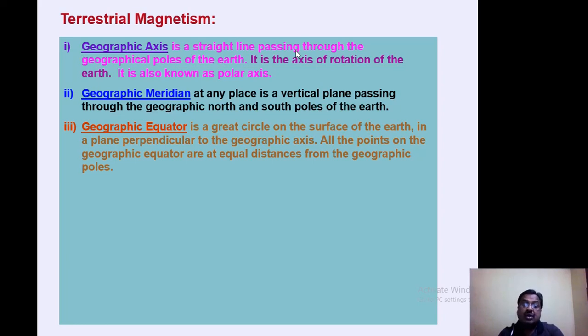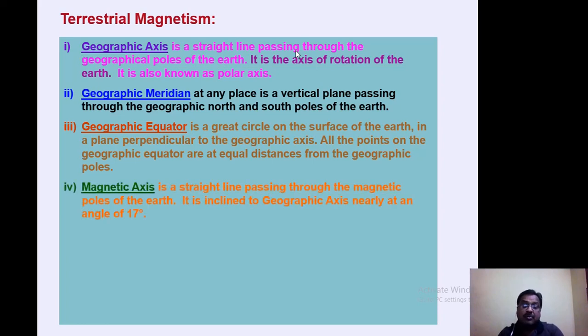Now, what is geographic equator? Geographic equator is a great circle on the surface of the earth in a plane which will be perpendicular to the geographic axis, and all the points on the geographic equator are at equal distances from the geographic poles.